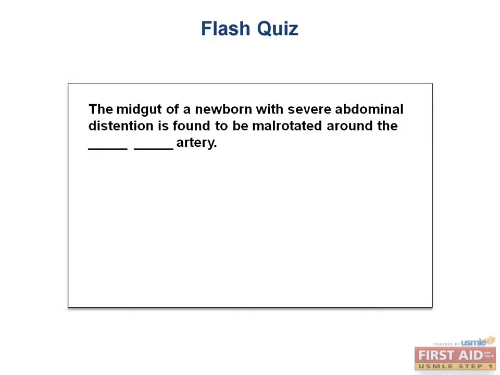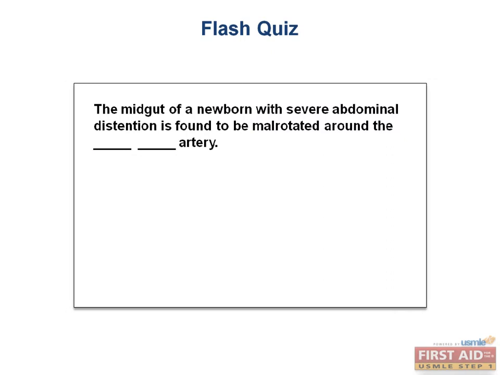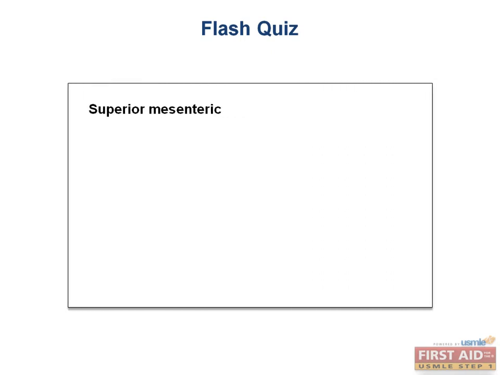Let's do a quick flash quiz now to cement our learning. The midgut of a newborn with severe abdominal distension is found to be malrotated around the blank artery. Which artery is this? That's right, it's the superior mesenteric artery, and this is important to remember.